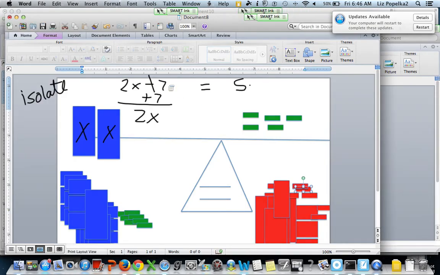So let me go back to my example. I added 7 to the left-hand side of my balance beam, which means I need to add 7 to the right side of my balance beam. So I'm going to drag 7 more right over here. You should be doing the same thing.